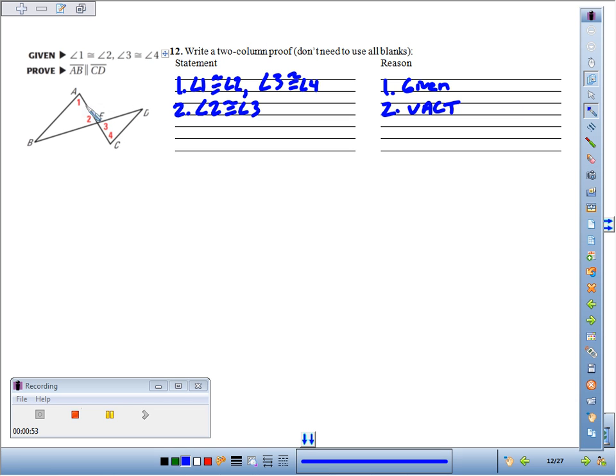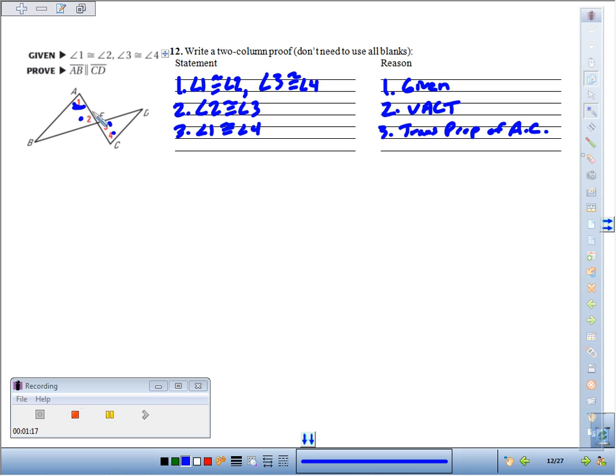Well, if we know 1 is congruent to 2, and we know 2 is congruent to 3, and 3 is congruent to 4, we could jump and say that angle 1 is congruent to angle 4, and that would be our transitive property of angle congruence.